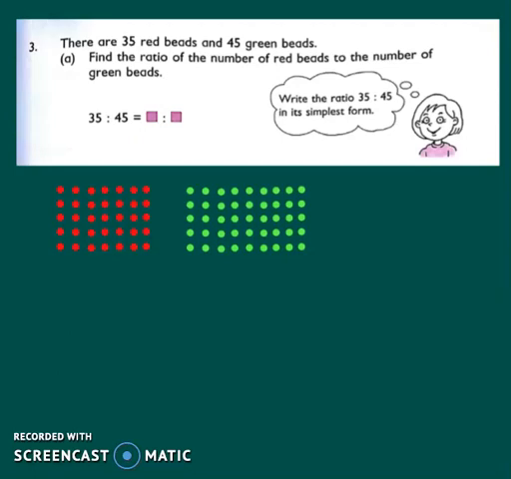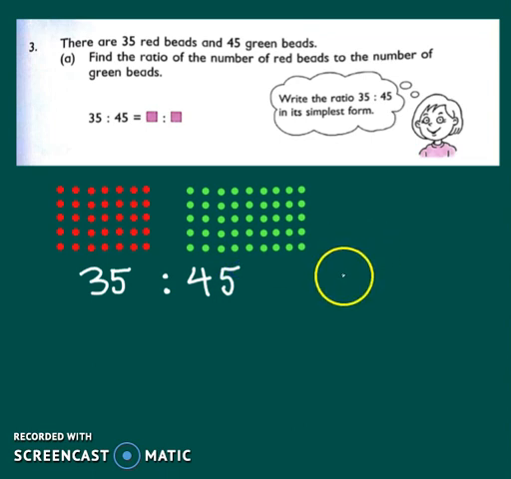Okay, for question number 3, we are told that there are 35 red beads and 45 green beads. And we are asked to find the ratio of the number of red beads to the number of green beads. So how do we express ratio? Well, to start off, we write down the number of red beads, which is 35. You can count them if you want. And then we write a colon. And then we write down the number of green beads, which is 45.